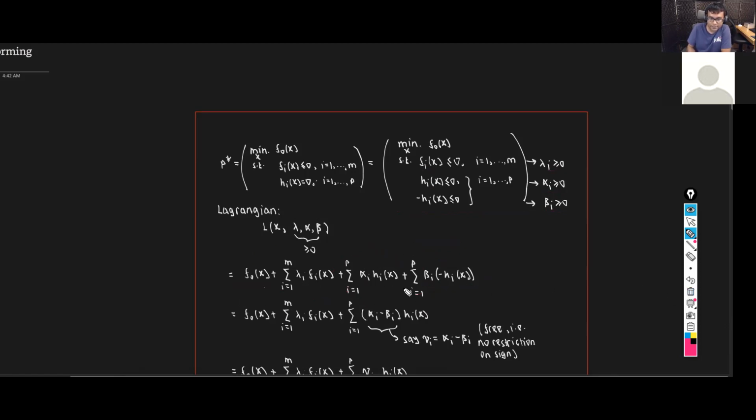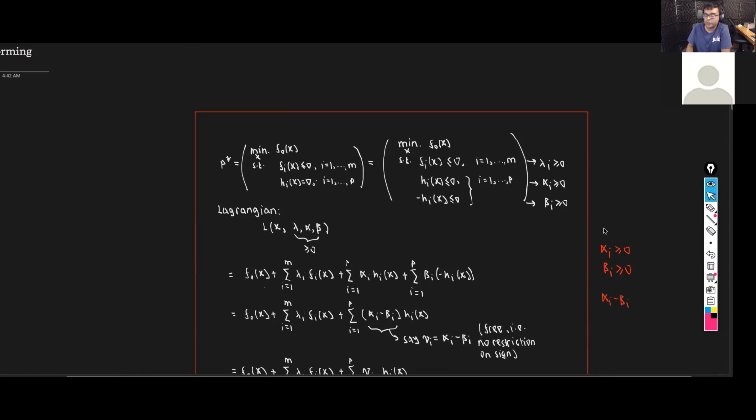And if we do, because h_i(x) is common, we can take it out, and we get alpha_i minus beta_i. Now here we are going to use something that is kind of trivial, but needs to be said: what is alpha_i minus beta_i? We said alpha_i is greater than or equal to 0 and beta_i is greater than or equal to 0, right? So if we don't have any restriction and we pick any positive alpha_i and any positive beta_i, then alpha_i minus beta_i will be a sign-free number. It will be a free variable.